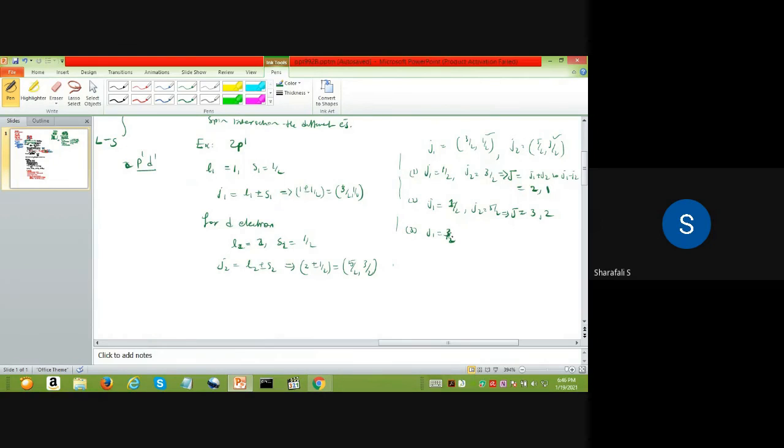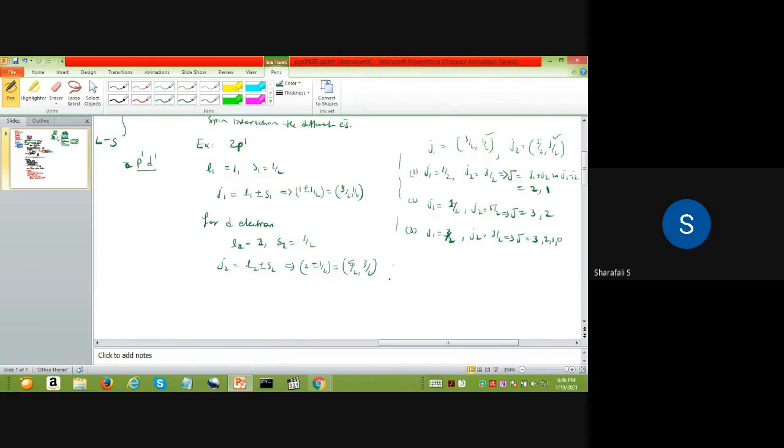And the third one, which has J1 equal to 3 by 2 and J2 as before, 3 by 2. That will give me J value 3 by 2 plus 3 by 2, which is nothing but 3, and 3 by 2 minus 3 by 2, that is 0. So 3, 2, 1, 0.